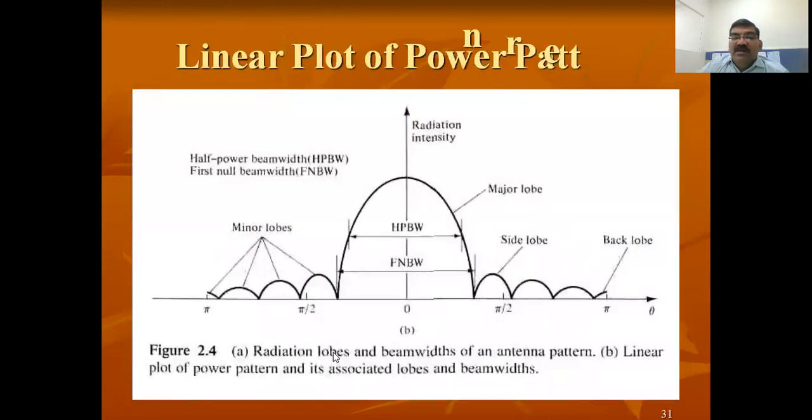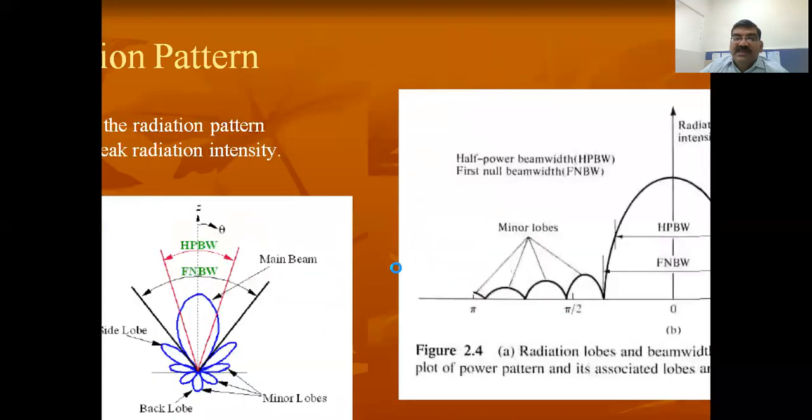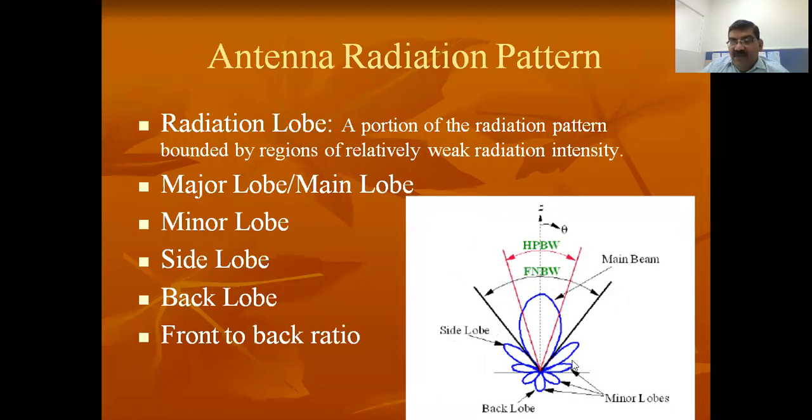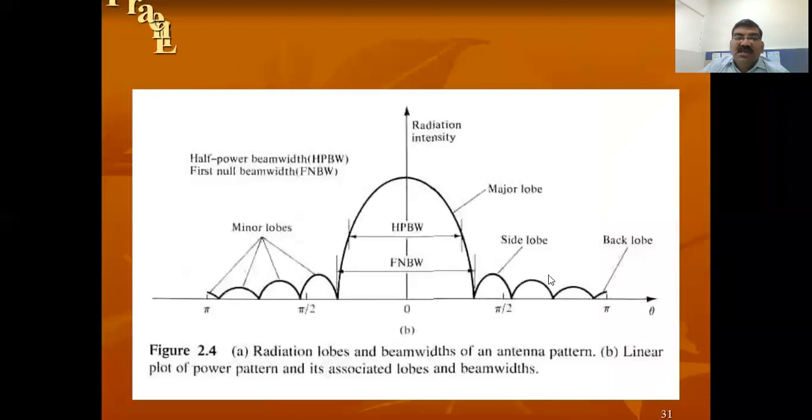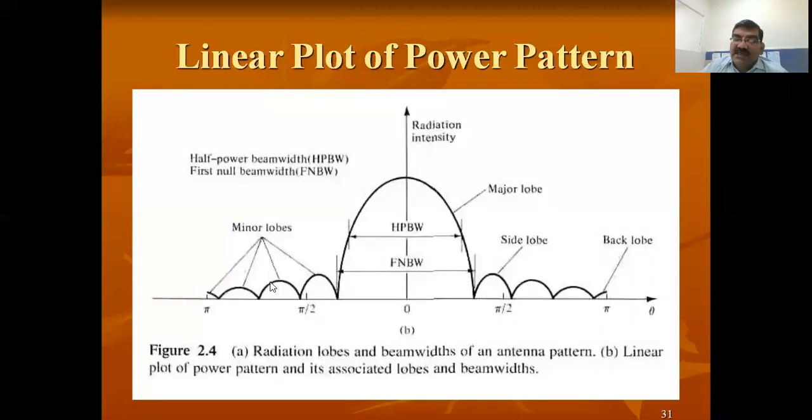Now, whatever pattern I have shown previously, this is one way. This is the other way of representing the radiation pattern. This is the linear plot. Here, this is the main lobe, and the angle is 0 to pi, again 0 to pi. This way also it can be represented. So this is the main lobe, these are the side lobes, and these are the back lobes.